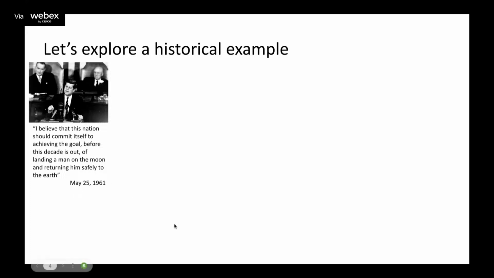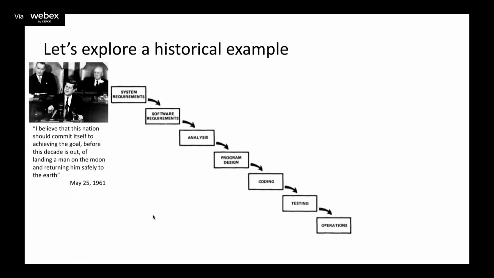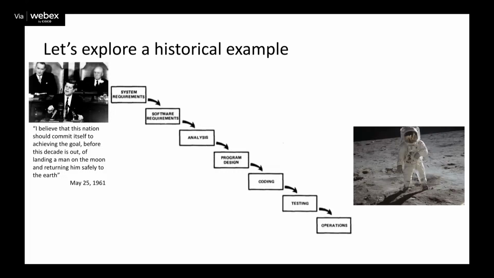And imagine if we'd followed a traditional approach to achieving that goal, which, by the way, is a pretty clear vision, right? So let's talk about how we would do it. I'm using Winston Royce's paper, the first page of his paper, in which he described this approach that later became known as the waterfall. If we'd started with system requirements and gone to software requirements and then all the way through to testing and operations, we would have done that once. And there's a picture of Buzz Aldrin taken by Neil Armstrong on the moon. It would have happened once.